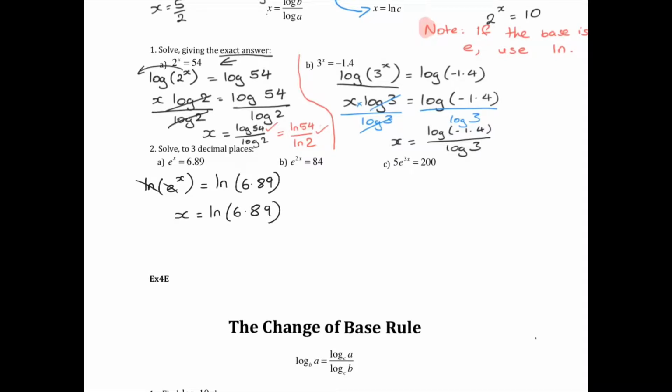Notice, girls, if they had asked for the exact answer, I'd leave it like that. But they didn't. They asked for 3 decimal places. So I'd like you now to put it in your calculator and round it to 3 decimal places. And I got 1.930 to 3 decimal places. Okay, let's try B.